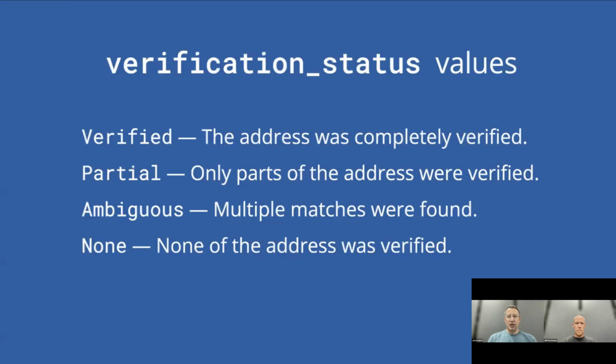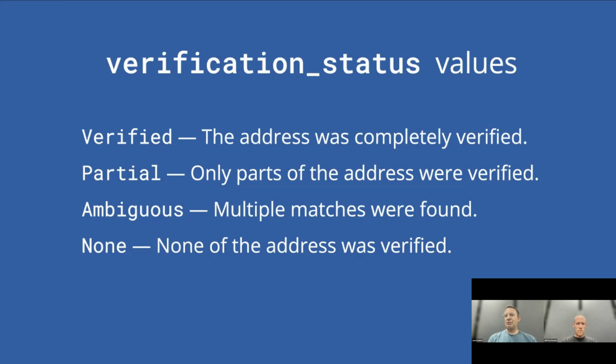So here's the list for verification status. Fairly straightforward. If you see a verification status of verified, the address was completely verified. We are recommending delivery to this address. We feel pretty confident it is a real address and deliverable. If you see partial, only parts of the address were verified, and usually we would not recommend trusting this address or considering it deliverable.